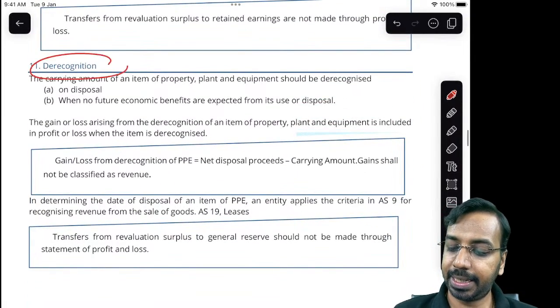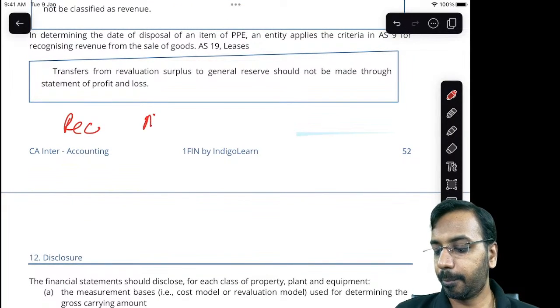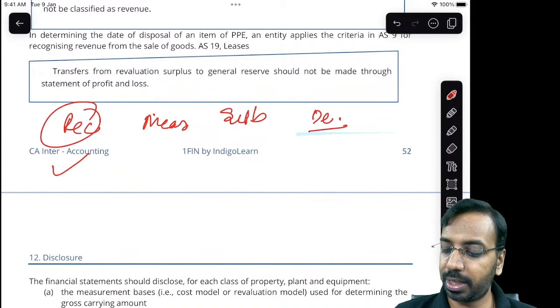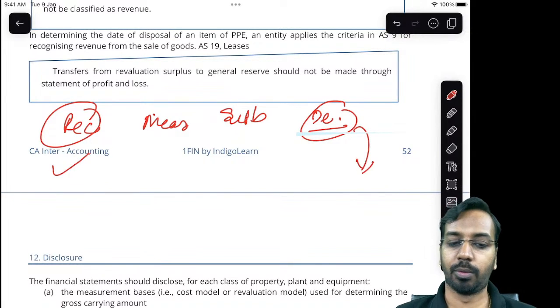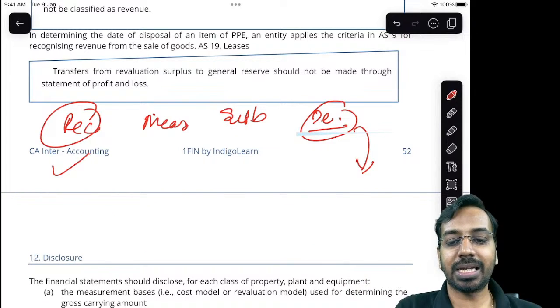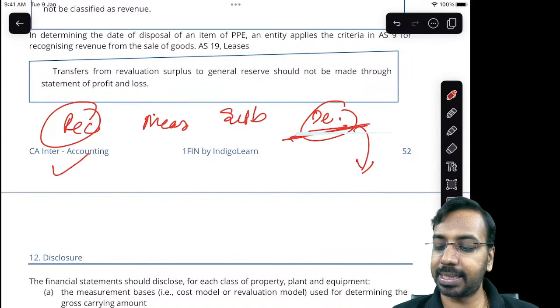Then derecognition. Whenever we learn a standard on an asset, you have recognition, measurement, subsequent measurement and derecognition. Recognition means accounting in the books. Derecognition means throwing it out of the books. Not in the literal sense. Throwing it out means derecognizing. That asset we are no longer using. Because we are no longer using that asset, we don't need that asset in the books of accounts, so we have to derecognize.